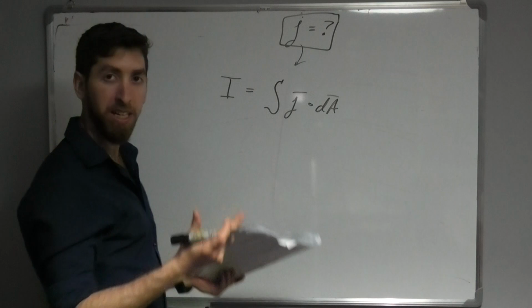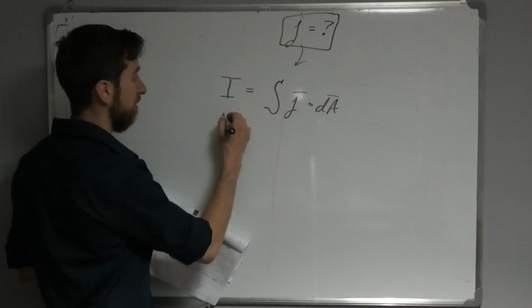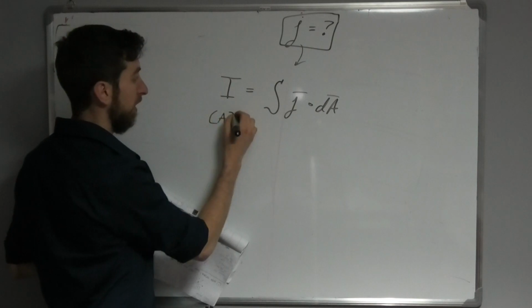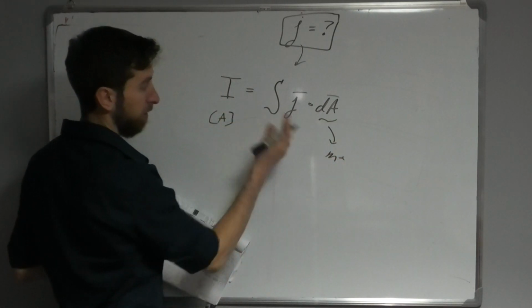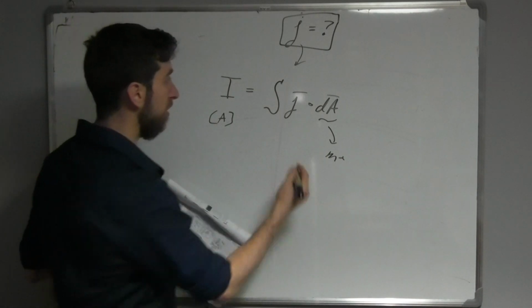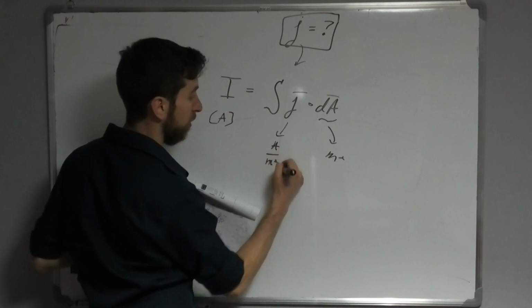So what's the meaning of J? You can see it from many directions. One of them is the units. You see, this is ampere, this is meter square. We know that A is meter square. The integral doesn't have units, it's just a summation. And J must be ampere per meter square.